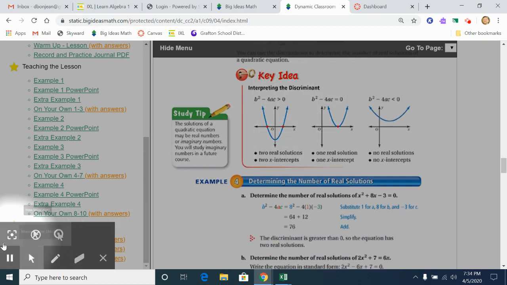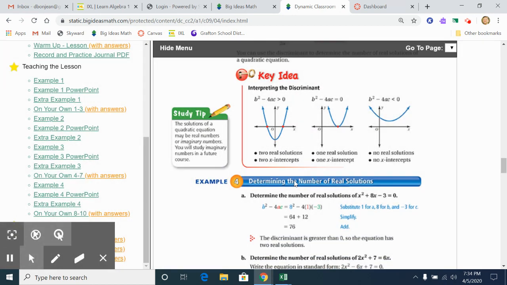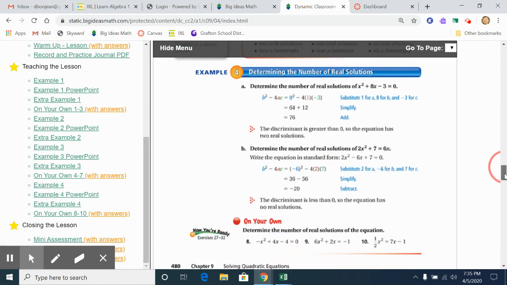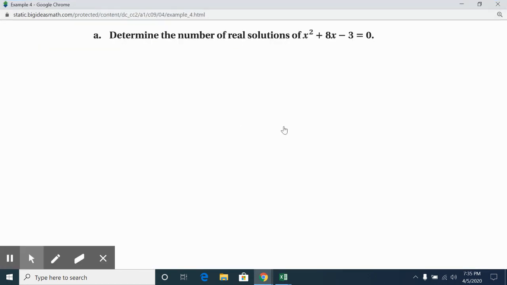So let's take a look at an example quick. Again, this is a pretty simple concept because you already did a lot with the quadratic formula. Let's look at example 4. It says to determine the number of real solutions of this equation. We're going to use the discriminant to do that, so we're going to plug in the numbers accordingly.